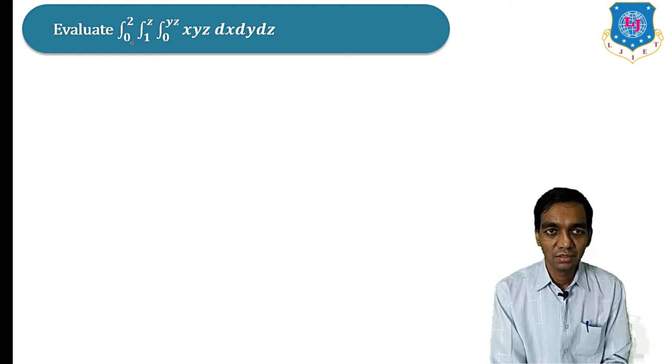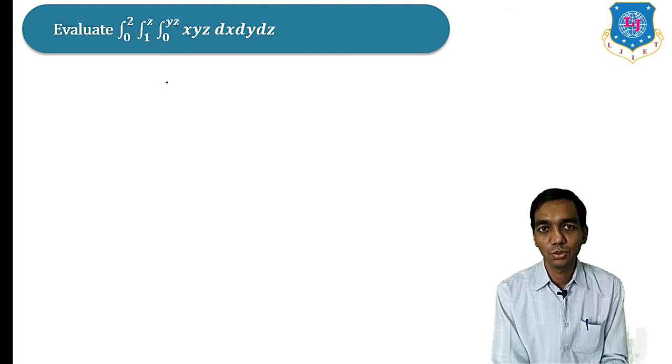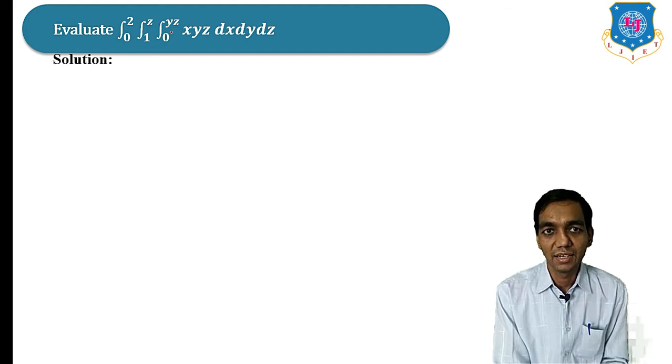Suppose limits are given, then here see, you have given that evaluate integration from 0 to 2, integration from 1 to z, and integration from 0 to yz, xyz dx dy dz. So, we are starting with the integration. First of all, see, here you have given yz, correct? That means this is the limit of x. See, here it is already, first integration is with respect to x. Now x is gone. You have two variables y and z.